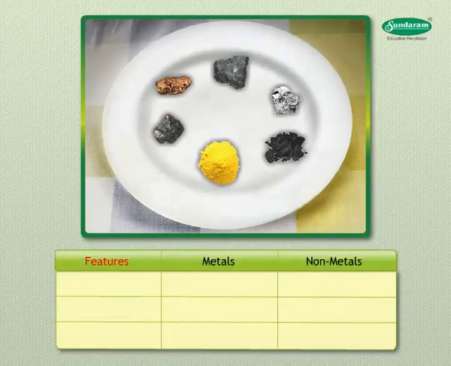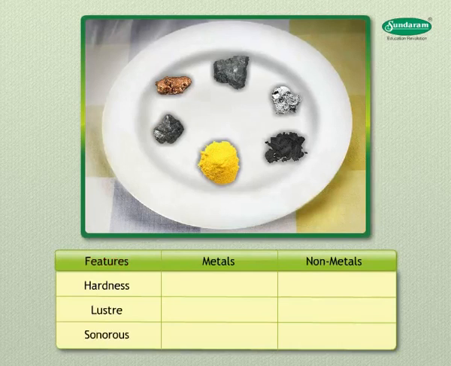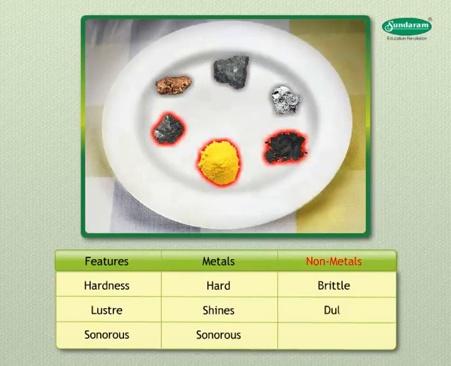Which features did you consider to classify them? Hardness, luster, sonorous, that ringing sound when struck. Metals are hard, they shine, and are sonorous. Nonmetals are brittle, they look dull, and are not sonorous.